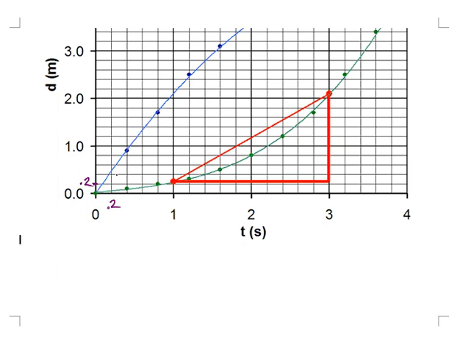If I use that scale and I figure out my delta D's and delta T's, it might look something like that. Delta T is 3 minus 1. And my delta D looks like about 2.1 minus something a little bit bigger than 0.2. So I'm going to call it 0.25 m, for meters. Yours might be slightly different. Don't worry about it. Go with your values. As long as we're close, that's good enough.